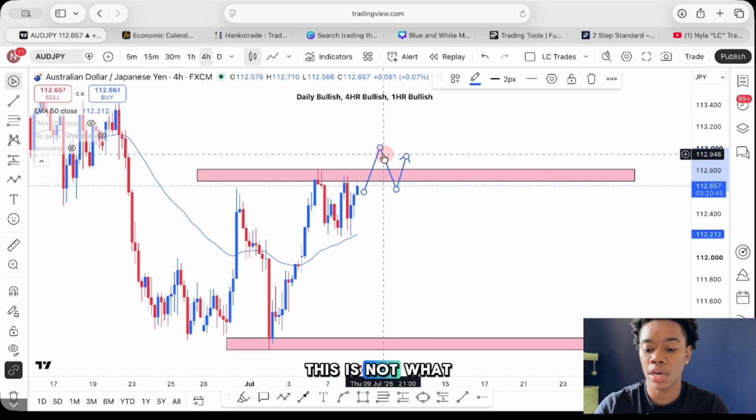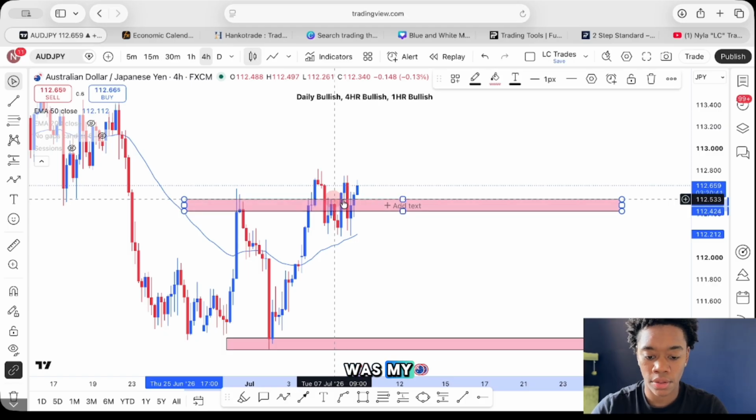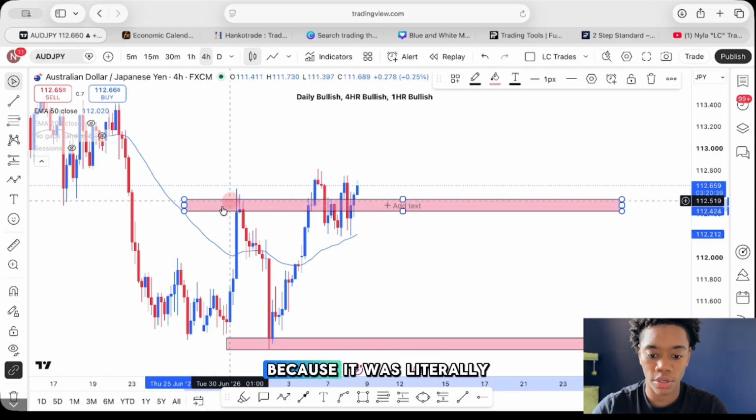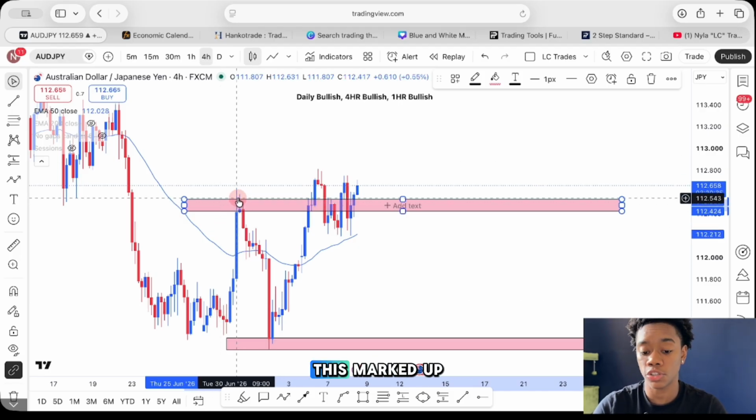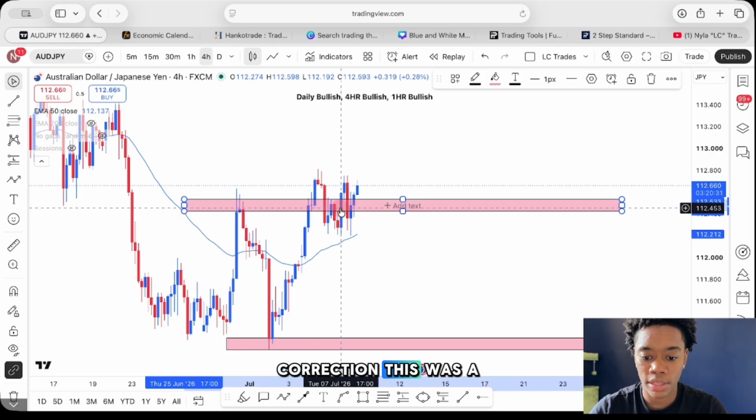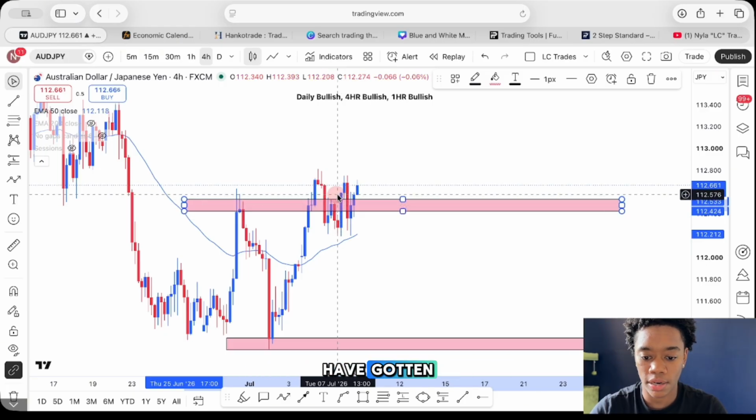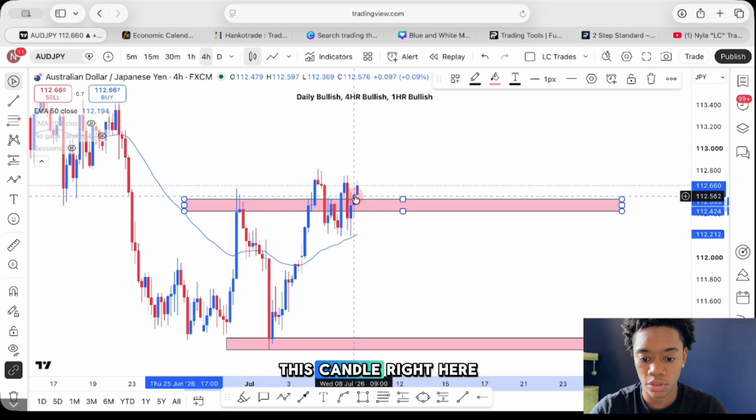Now, this is not what I did, right? Let me show you where at the time, this was my swing high, this is my swing low. Why? Because it was literally a swing high area, like from before. But I had this marked up. So I have my indication, I got my correction. This was a good continuation candle. I could have got in here. I missed that. It pulled back down. Cool. I love that.